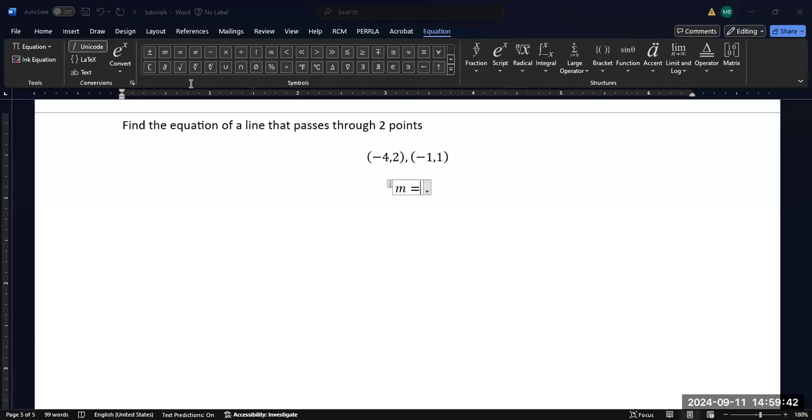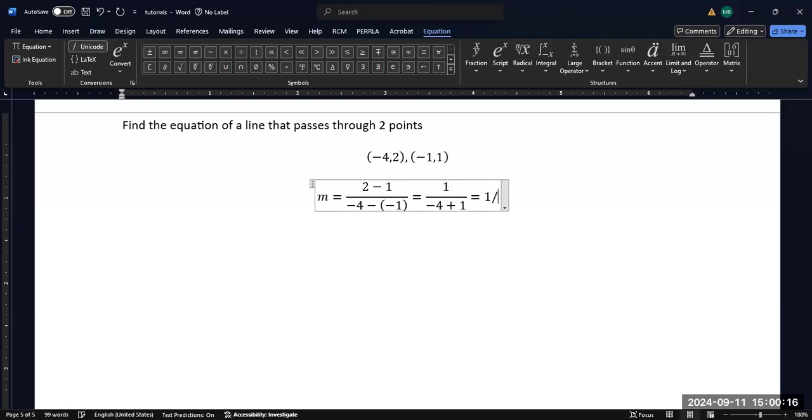So in this particular case, the y coordinates, if I go from right to left, are 2 - 1, and then the x coordinates are going to be -4 minus a -1. So my numerator is going to be 1, and my denominator is going to be -4 plus 1. Be careful with these multiple signs. Which is going to give me 1 over -3. So -1/3 is my slope.